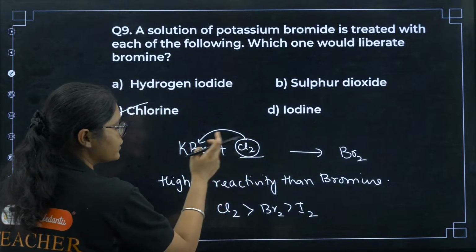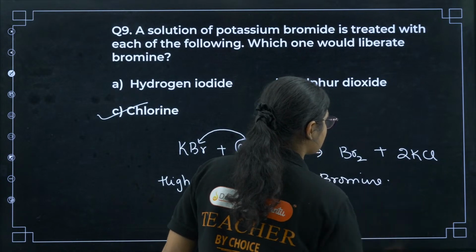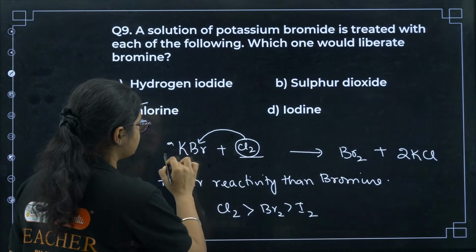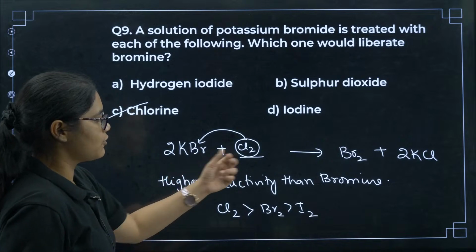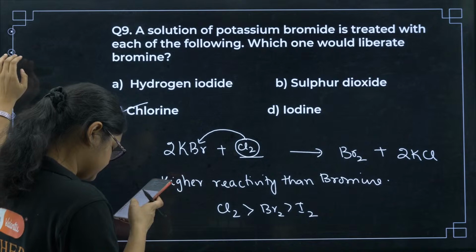So what we'll do, chlorine will replace this one. So we will get 2KCl. To balance this one, I can just write like this. So KCl will form and Br2 will be produced here. Yes, all of you are correct here.